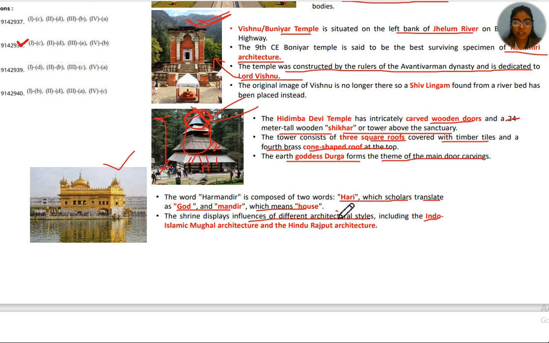The important point is about its different architecture styles. What different architecture styles can be seen in your Hari Mandir? It is Indo-Islamic Mughal architecture and Hindu Rajput architecture.